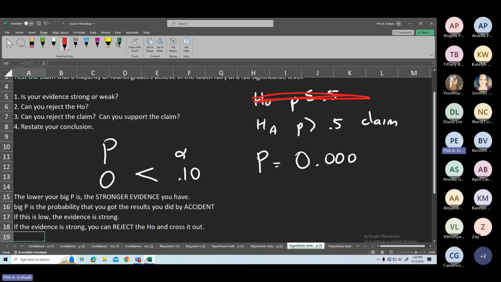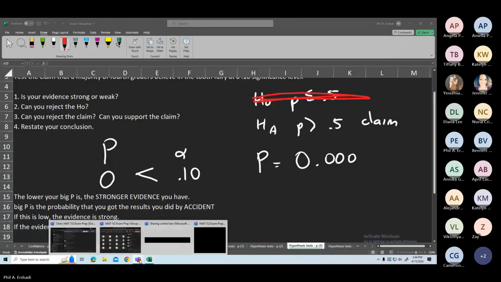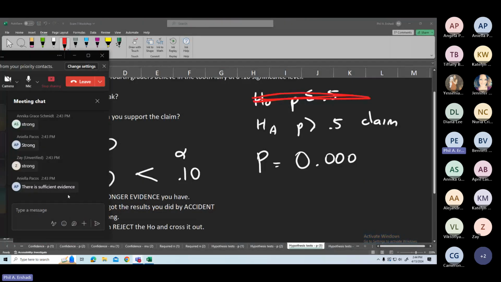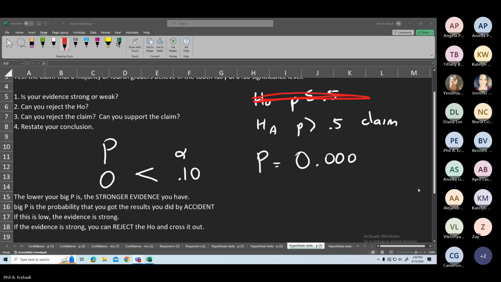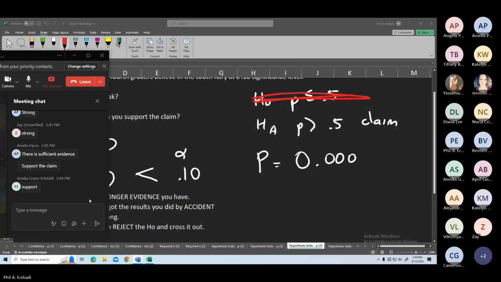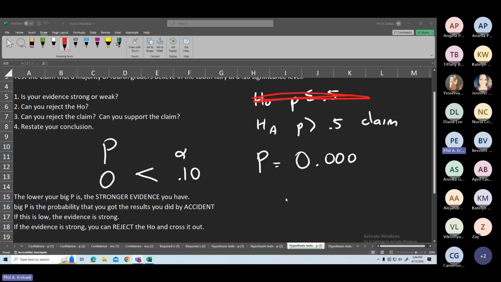So check the chat. And there is sufficient evidence. Absolutely right. That's where I was headed next. But does that mean we support the claim or does that mean we reject the claim? Absolutely, we support the claim.